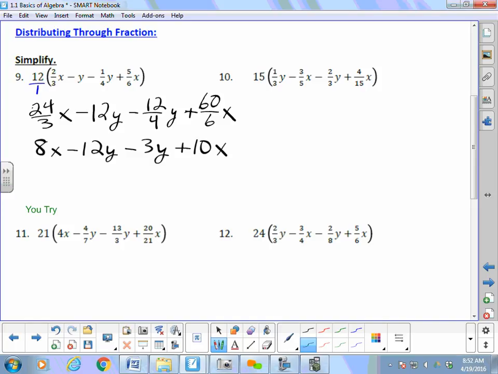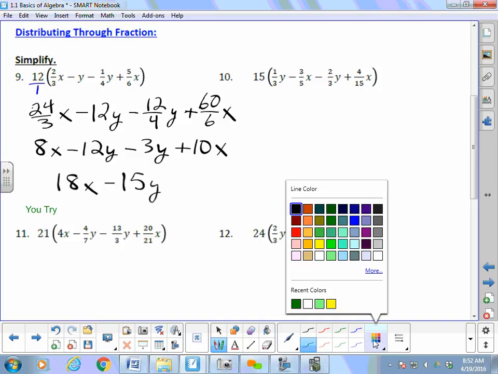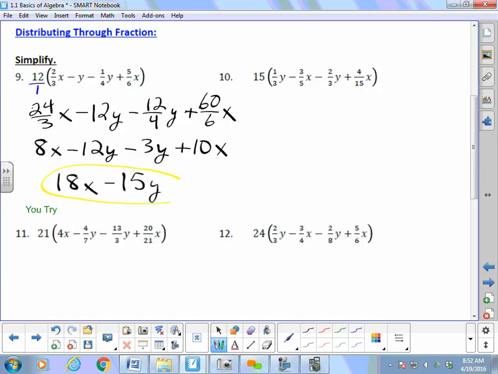So which one should I do first now? Because I don't have powers where one power is greater than the other, right? All right, Michael, which one? Would it be the x because x is before y? That's right. I'm going to put the x first because it comes before y. 8 plus 10 is 18x. Negative 12 minus 3, negative 15y. So there's the one way. And I expect that many of you are probably going to do that. Is that okay? Definitely.